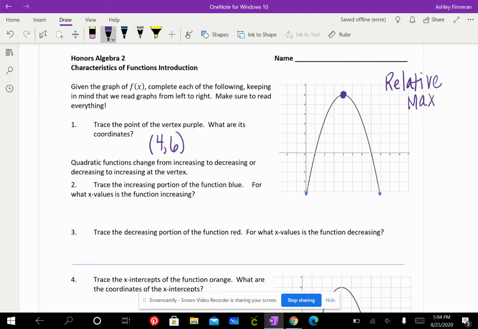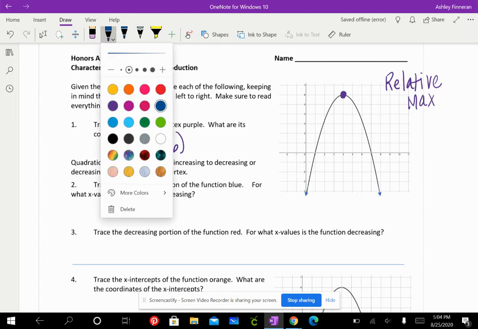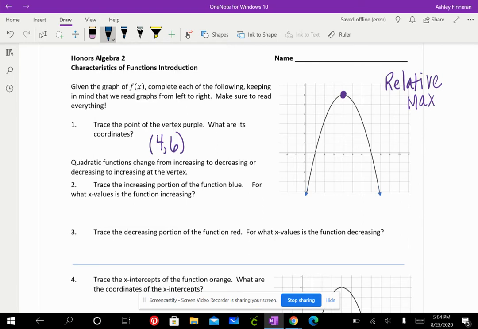So the next part says, trace the increasing portion of the function blue. A function is increasing on an interval if, as you move from left to right, the graph is going upwards or moving up. The y values are getting bigger. So for this function, it is increasing here. It then says, for what values of x is the function increasing?